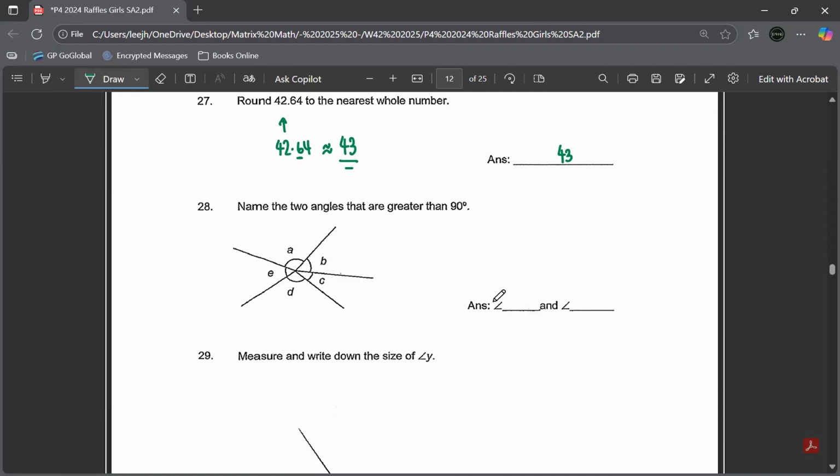Okay. Question 28. Name 2 angles that are greater than 90. Greater than 90 means obtuse. So if you look at this, this is obtuse. Definitely, it's more than 90, more than a right angle. This one, no. This is acute. Definitely not obtuse. This one, you can see is quite big, so it's also obtuse. This one is less than 90, so it's acute as well. So your answer is just angle A and angle D.